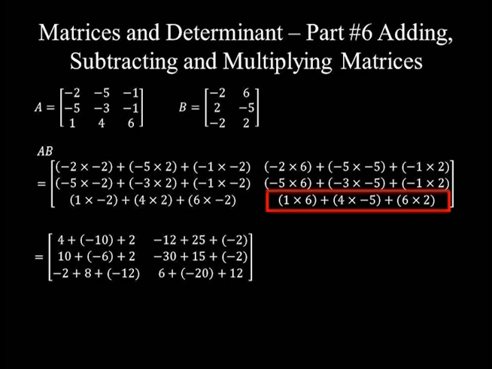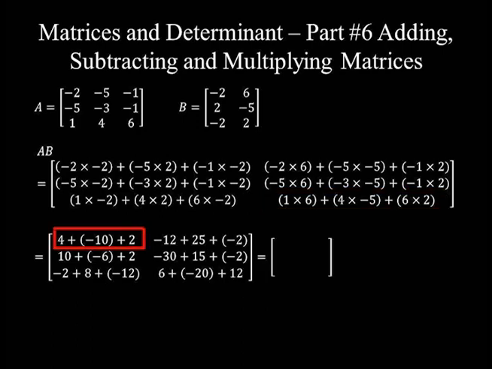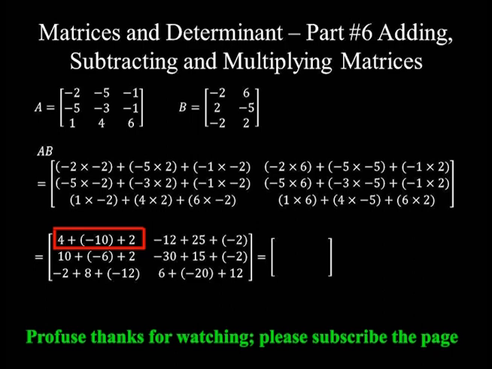4 plus -10 is -6. -6 plus 2 equal to -4. -12 plus 25 equal to 13. 13 plus -2 equal to 11. 10 plus -6 equal to 4. 4 plus 2 gives us 6.